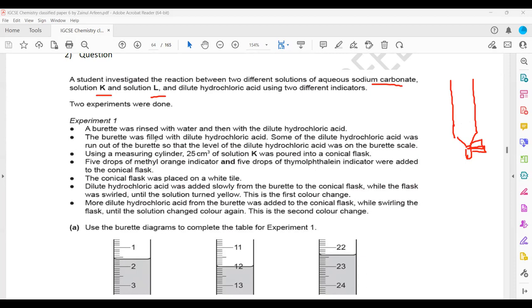Then we opened the tap and some of the hydrochloric acid was run out of the burette. What is the reason for doing this step? To remove any trapped air present, or remove the air from the burette. That's why we did this. Then we took a measuring cylinder, and using it we took 25 cm cube of solution K and transferred that into a conical flask.